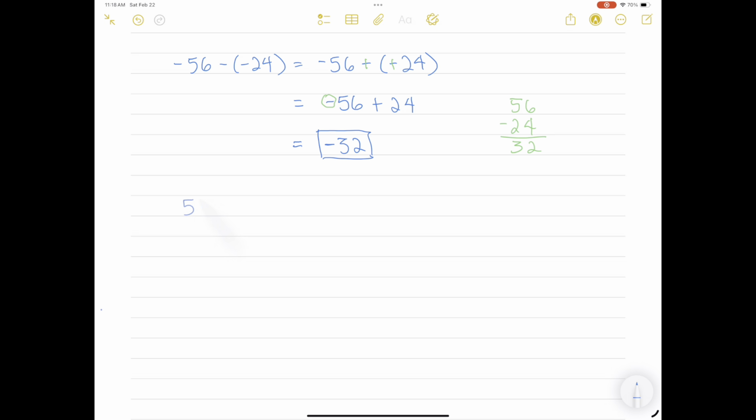Next, 56 minus negative 24. I rewrite the equation and add its opposite, which gives me 56 plus 24. 56 plus 24, I do that calculation on the side, and I find it is 80. Since 56 and 24 are both positive numbers, I keep the sign. The solution is 80. I box my answer.